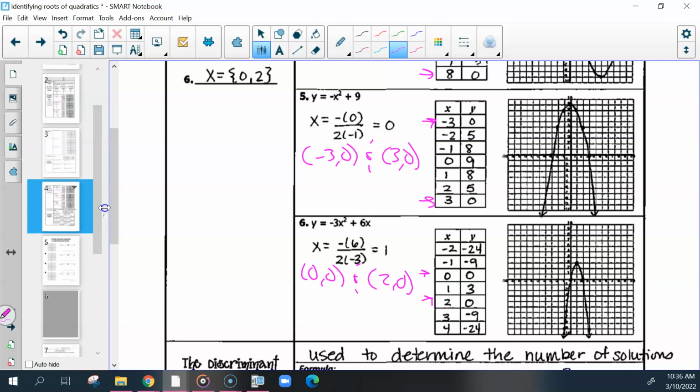Does there have to be a y value of 0 to have a solution? Does the y value have to be 0 to be a solution?